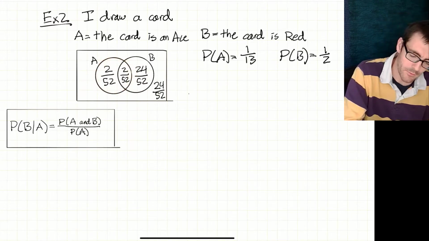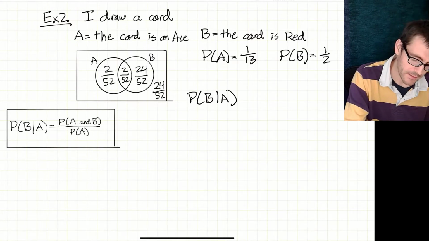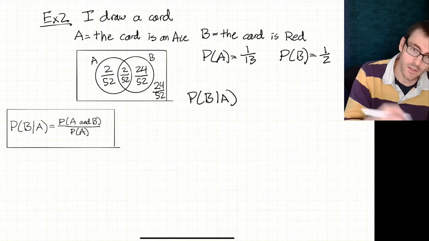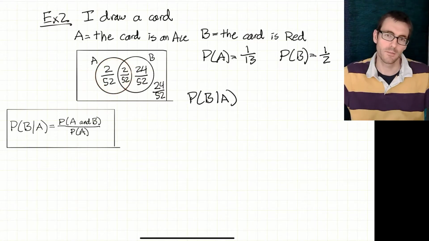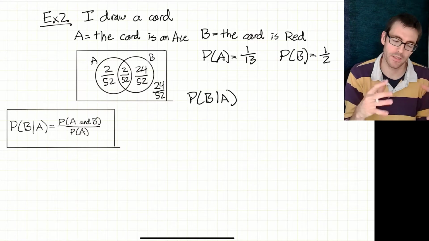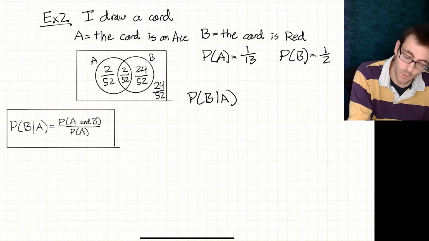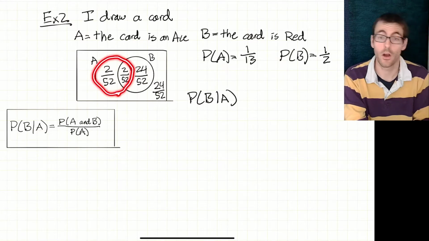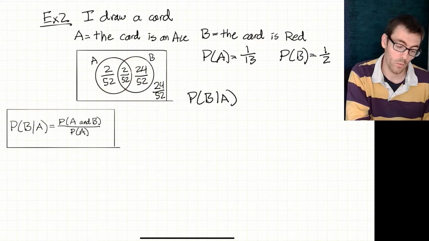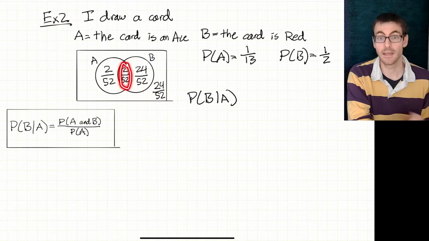If instead I'm asking for a conditional probability, like the probability of B given A, what we mean by that is assuming that the card is an ace. So our world of possibilities has narrowed down to only the situations where the card is an ace. So if we're in this situation, now what's the probability that the card is red? On one hand, there are two ways that it's not red, and there are two ways that it is red.